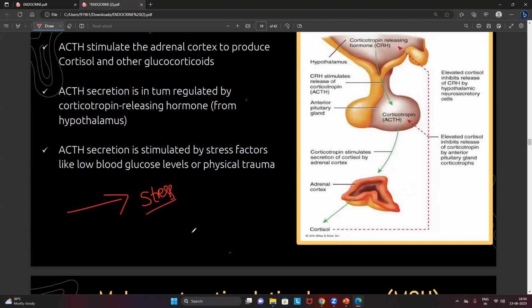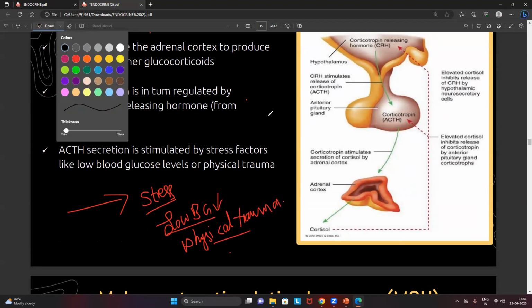Under the stress condition, what example can I give you? I can give you a low blood glucose level in my body. I can also give you a point that there is physical trauma, right? Internal bleeding is happening, right? Now listen. During this particular stress condition, which hormone gets activated immediately? All of you pay attention.